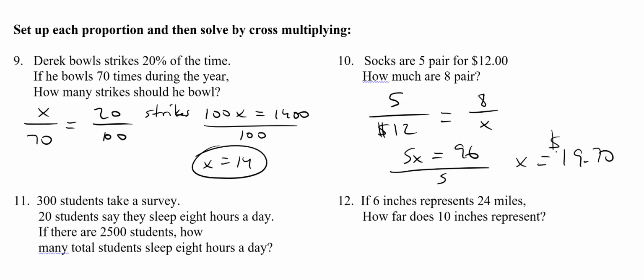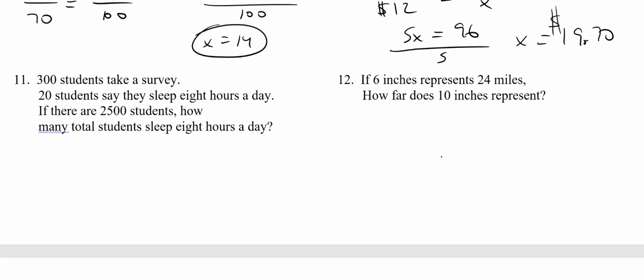That was a good year. So $19.70, which makes sense. More money than 8 pair, or than 5 pair, it should be. Okay. All right, number 11.